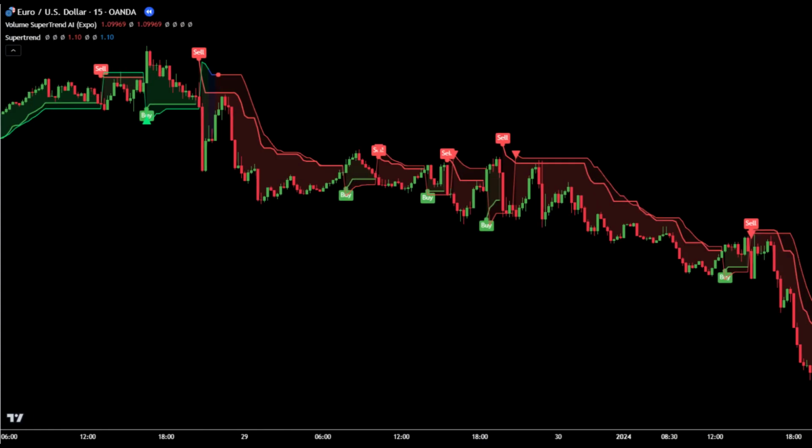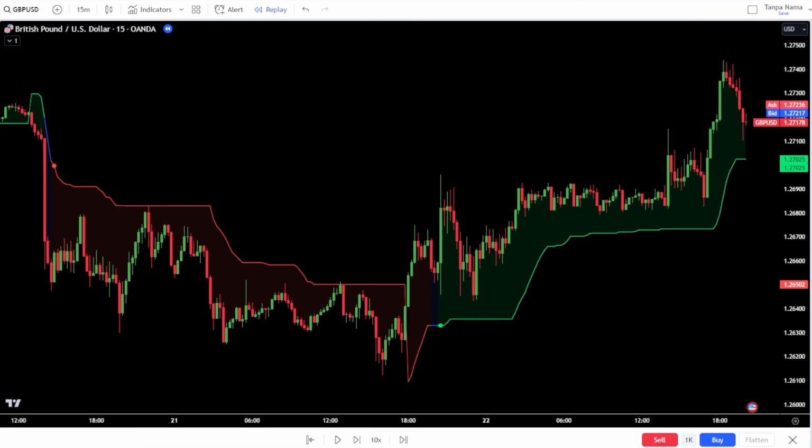If we compare it with the Supertrend indicator, this indicator will have some similarities and differences. Similar to the Supertrend indicator, it uses lines as trend guides. If the line is green, it indicates a bullish trend. If it's red, it indicates a bearish trend. The blue line represents a neutral trend and serves as an indicator of a trend change in the market.